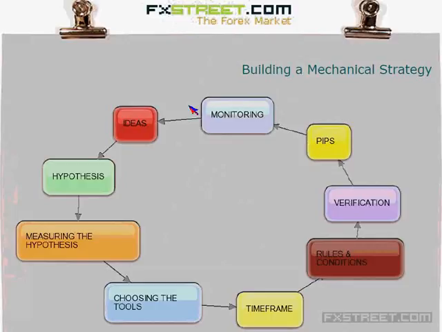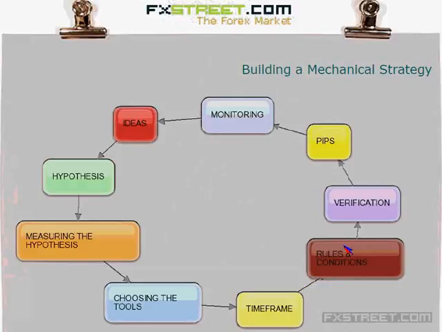This is a kind of cycle where we move from the concept world into establishing and formulating a hypothesis, which we then are able to measure to see the potential that there is. Finally, we choose the most appropriate tools to capitalize on that measured hypothesis, and then we go into choosing the time frame and also the rules and conditions that we may design as an essential element of any strategy.